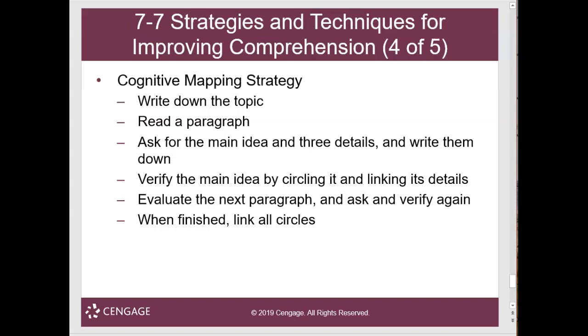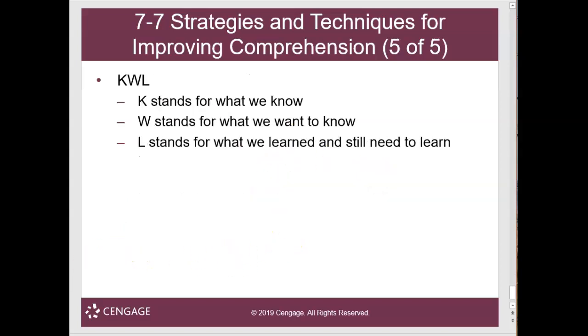Cognitive mapping strategy, again, making a picture: write down the topic, read the paragraph, ask for the main ideas. You could draw a picture of the topic, excuse me. Verify the main idea by circling it, linking those details, kind of those maps. You may have seen some of those maps. And then find a way to link all the circles. Again, go into your textbook.